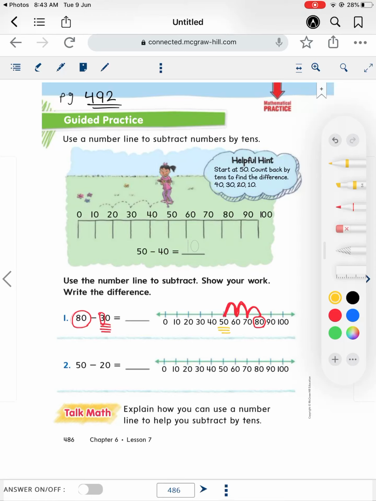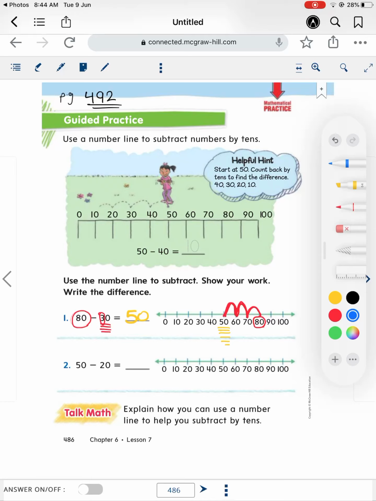What number is here now? We have 50. So the answer is 50. What did we do? Actually, we are moving, jumping backward.